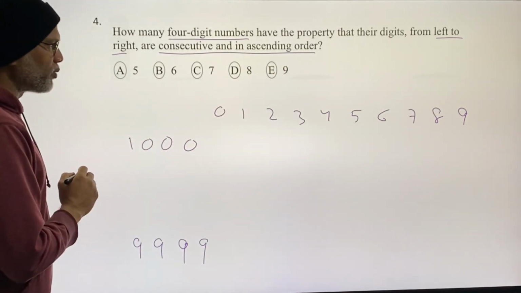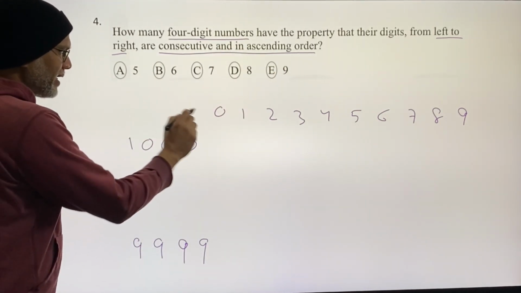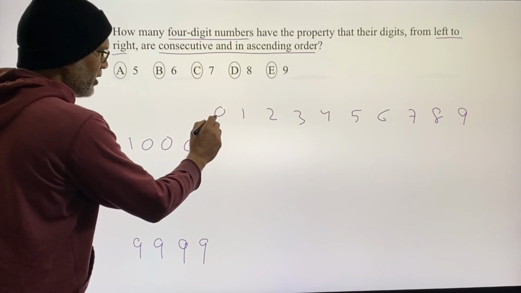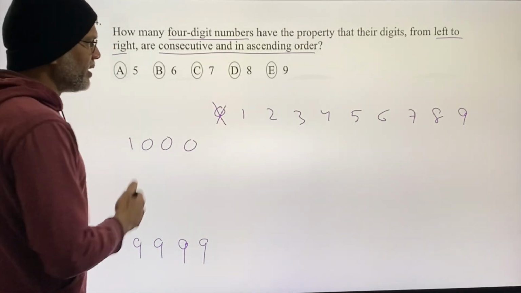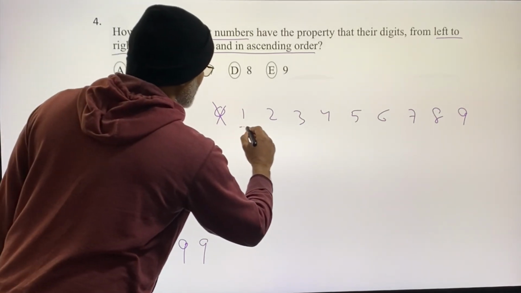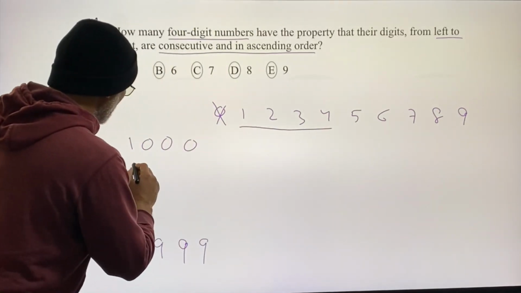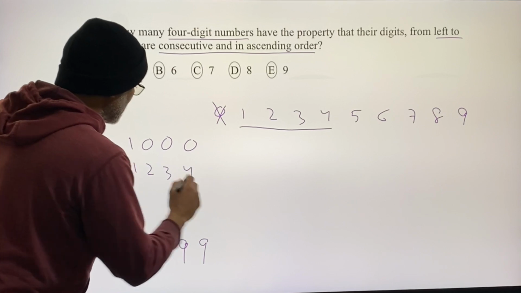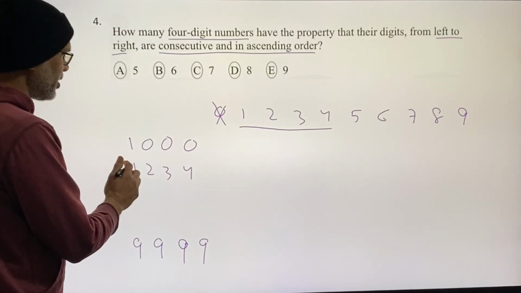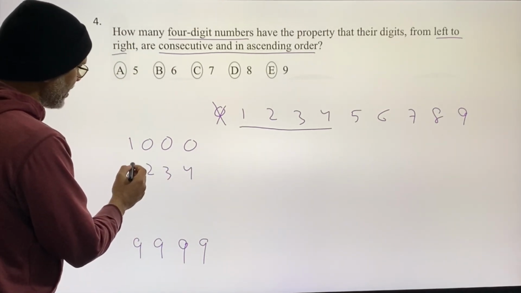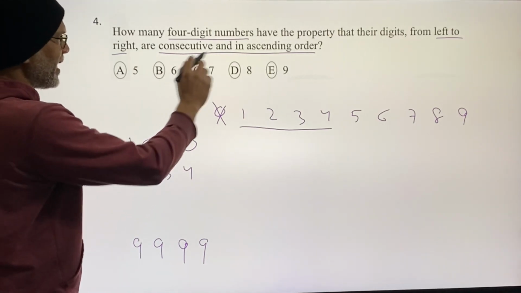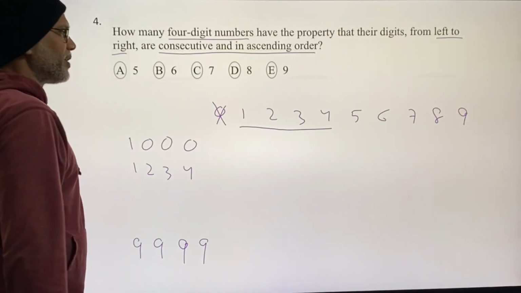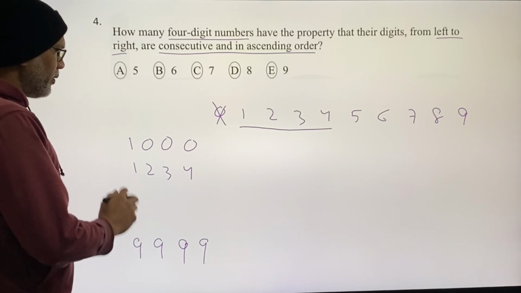So what is the smallest one I can make? I cannot start with 0, right? Because then it is going to be a 3-digit number. So I can start with 1: 1, 2, 3, 4. This is going to be the smallest 4-digit number. They are consecutive, meaning they increase by 1, and they're ascending, meaning they increase, right? Okay. What is the next one?